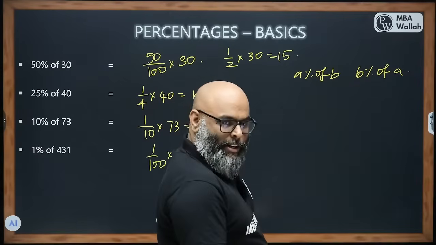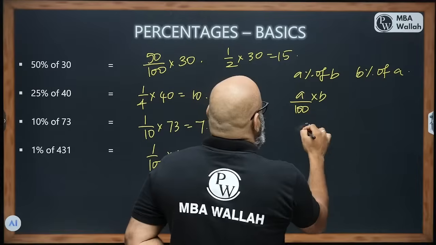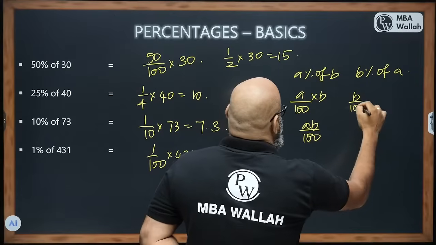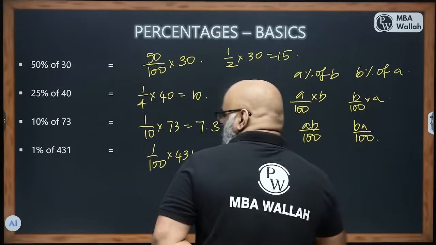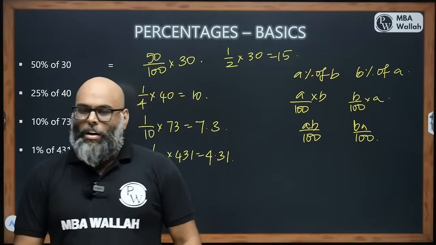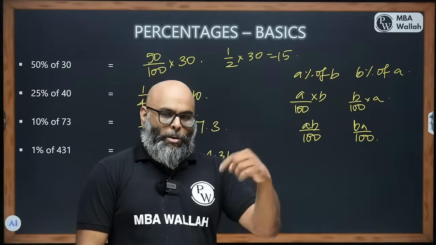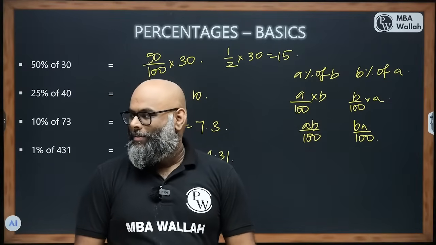How do you write A percentage of B? A by 100 into B, which is AB by 100. B percentage of A is B by 100 into A, which is BA by 100. Let me ask this question again. Are they equal? A into B by 100, B into A by 100, are they equal?